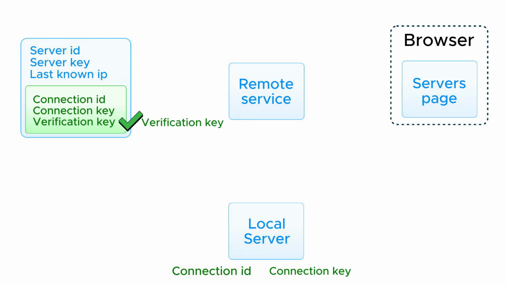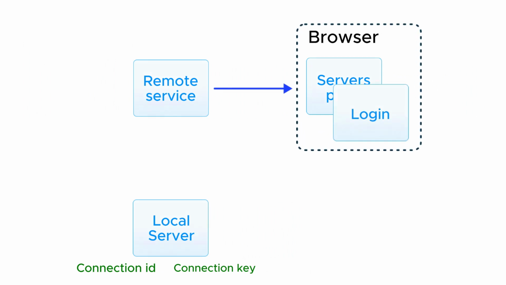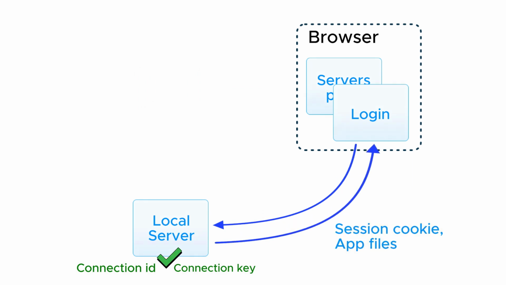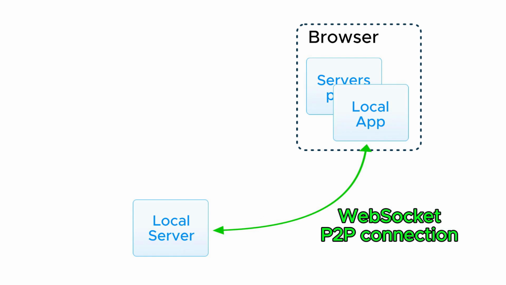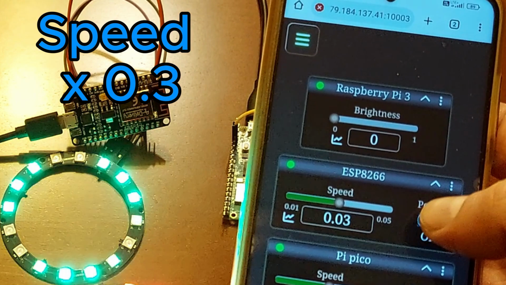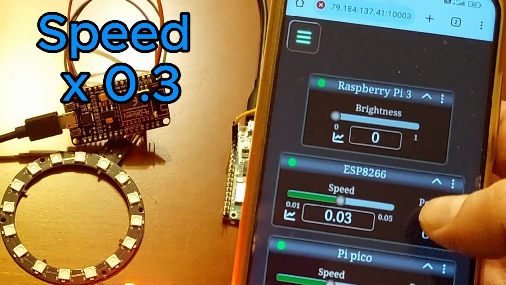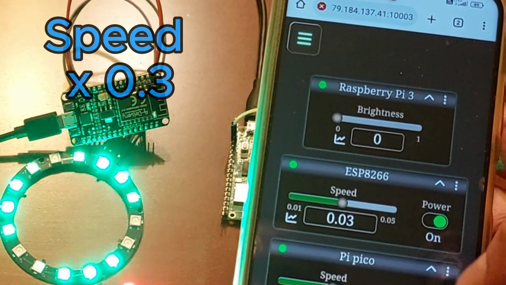Upon receiving correct verification key, remote service opens a valid connection link in a new tab. Local server validates this request, and if everything's fine, it responds with session cookie that allows fetching necessary resources and establishing encrypted peer-to-peer WebSocket connection between web browser and local server. In theory, such direct connection should be pretty fast, and looks it really is. So I'm quite optimistic about using it with my robot, but I'll check it in a separate video as I still need to do some coding to make it work.